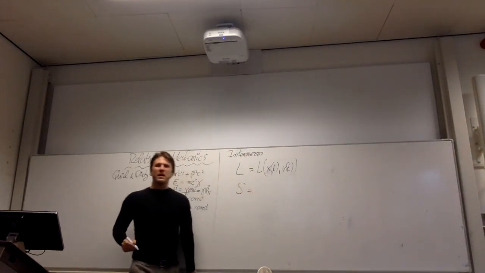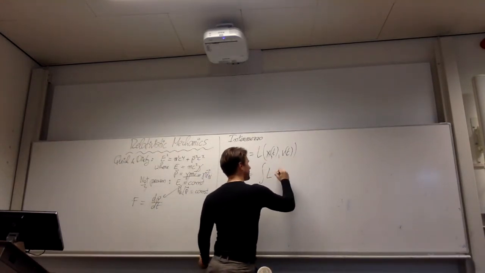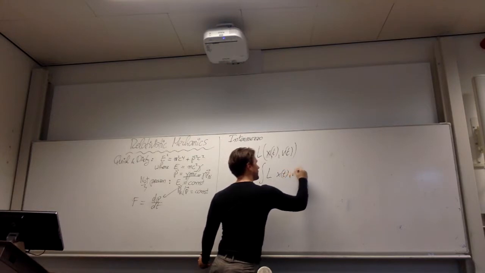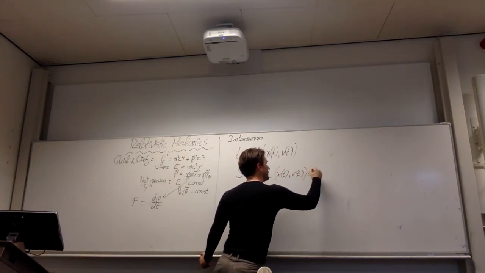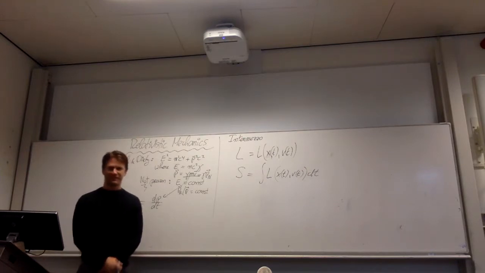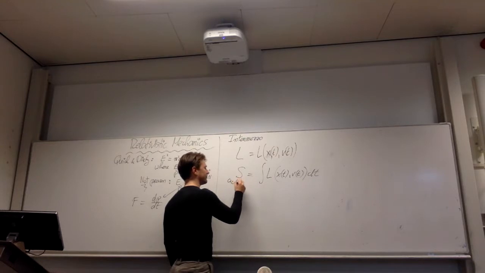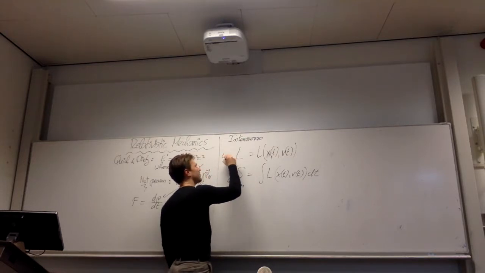Out of this function, you can make another function. You take this thing, this Lagrangian thing, and you integrate it over time. You get a new thing. This new thing is called the action. And this is the Lagrangian.